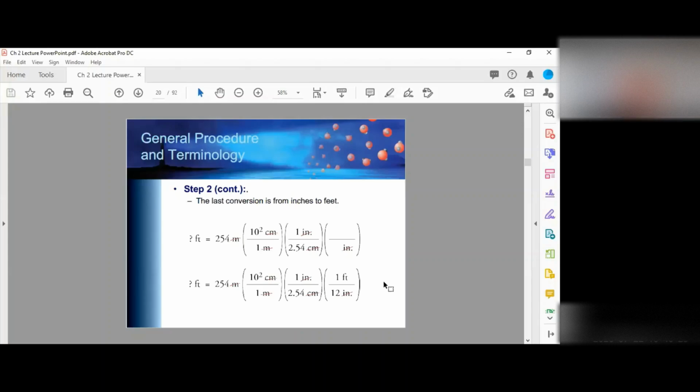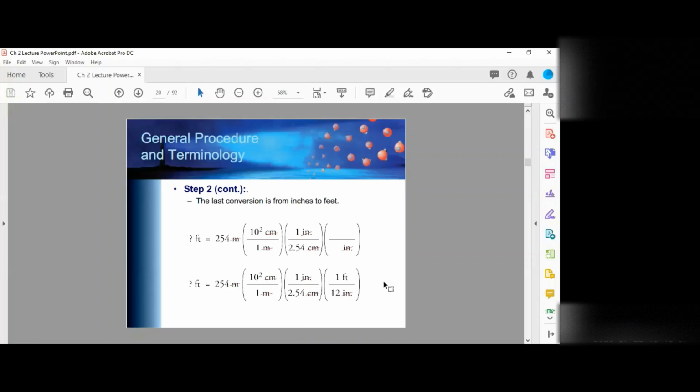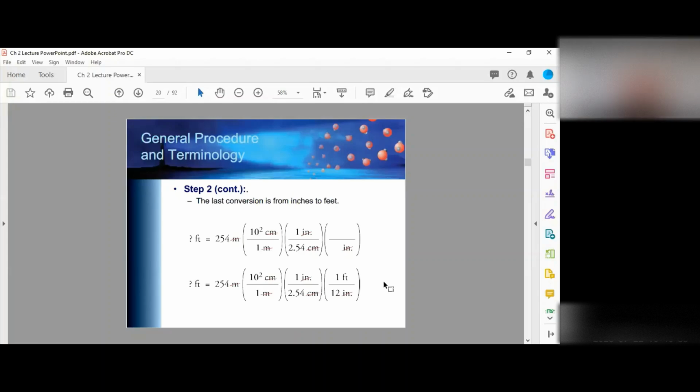All right, back again. So the question, once again, was asking me to convert 254 meter to feet. That means I have to think stepwise how to convert meter to feet. Meter has to be taken to centimeter. Centimeter has to be taken to inch. Inch has to be taken to feet.